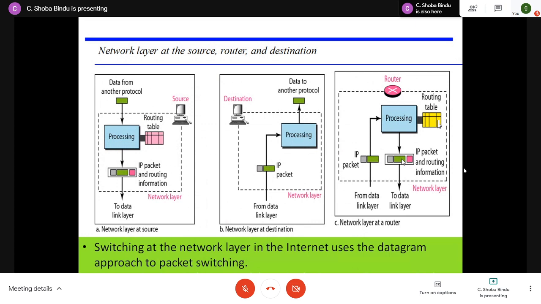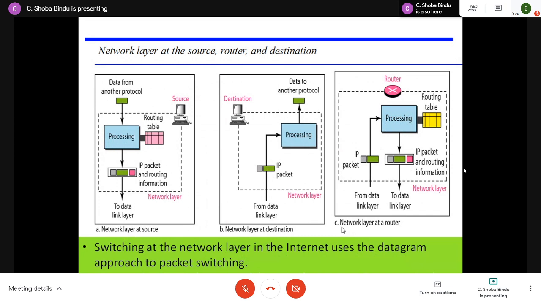So switching at the network layer in the internet makes use of the datagram approach to packet switching. Here, when you go for this IP protocol, it is a connectionless protocol that we have. And this IP protocol goes for best effort service. It does not offer any sort of error control or flow control. Error control is done only for the header. We'll see later how it is. So the communication at the network layer in the internet is connectionless here. All the packets may not be routed via the same path to the destination. They'll be routed on different paths here.